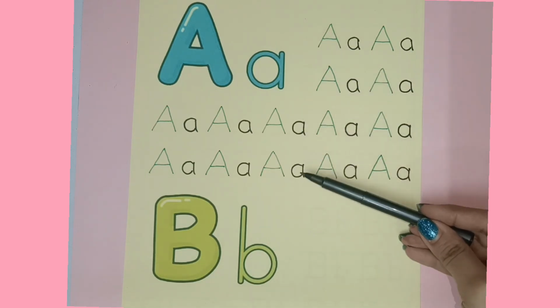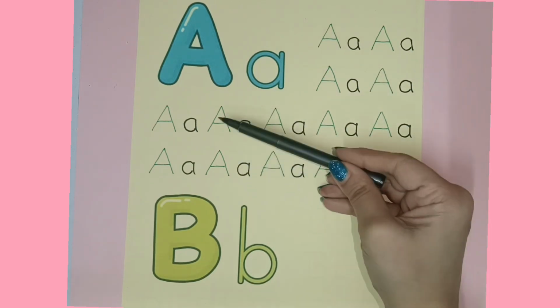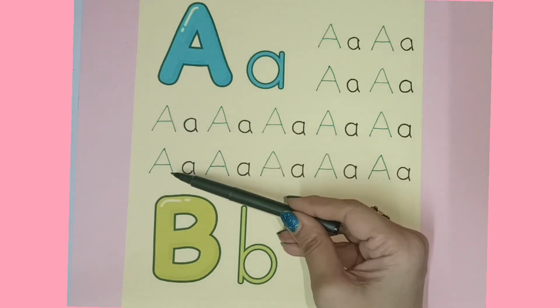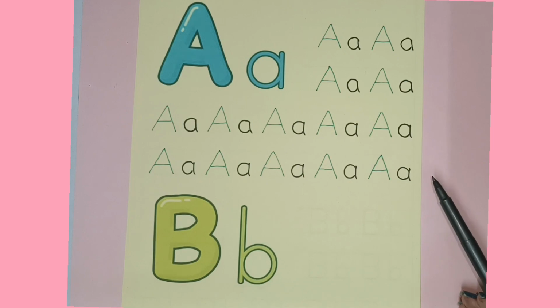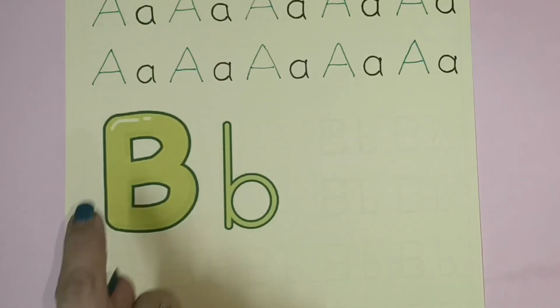A is for apple, aeroplane, alligator, ant. So this is A.